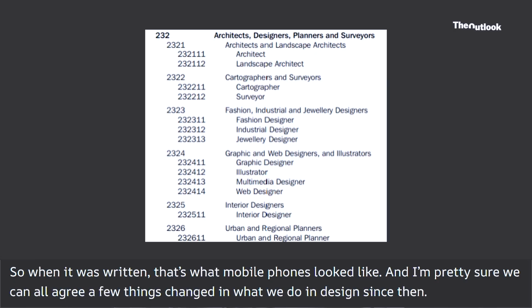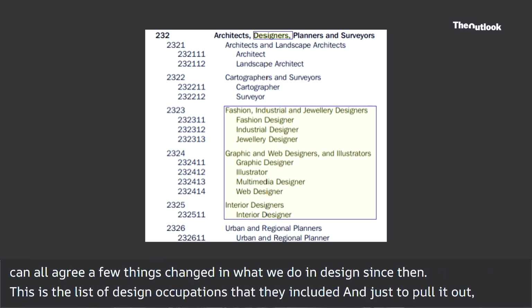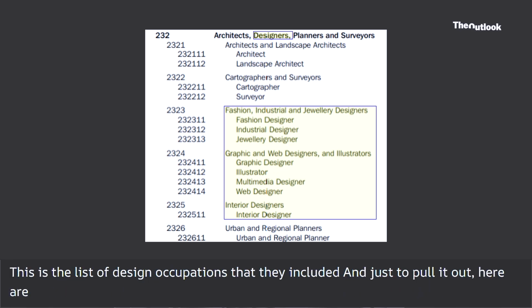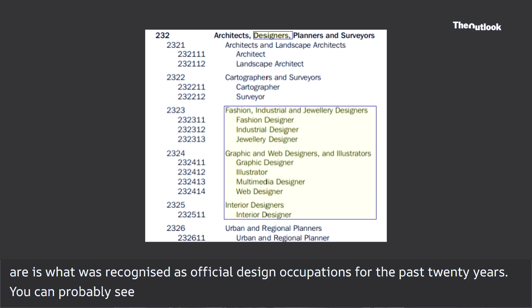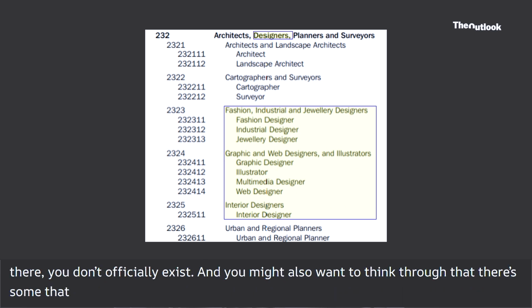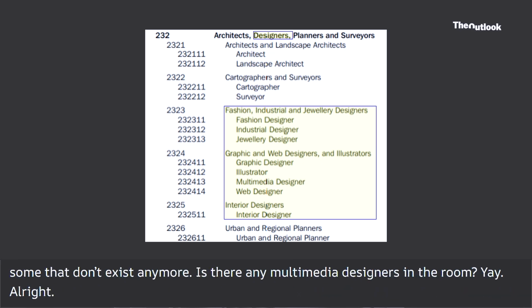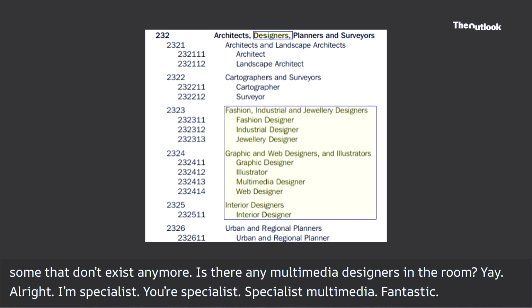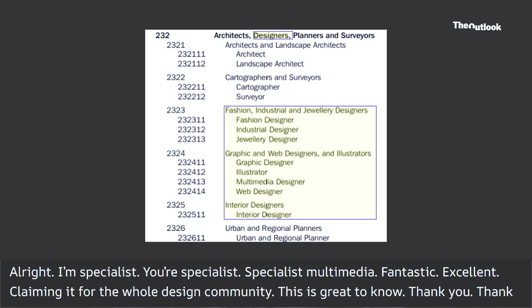This is the list of design occupations that they included. And just to pull it out, here is what was recognised as official design occupations for the past 20 years. You can probably see that there's a few missing. If you can't see your job title up there, you don't officially exist. And you might also want to think through that there's some that don't exist anymore. Are there any multimedia designers in the room? Yay! All right. You're a specialist. Specialist multimedia. Fantastic. Excellent. Claiming it for the whole design community. This is great to know. Thank you for standing up for it.